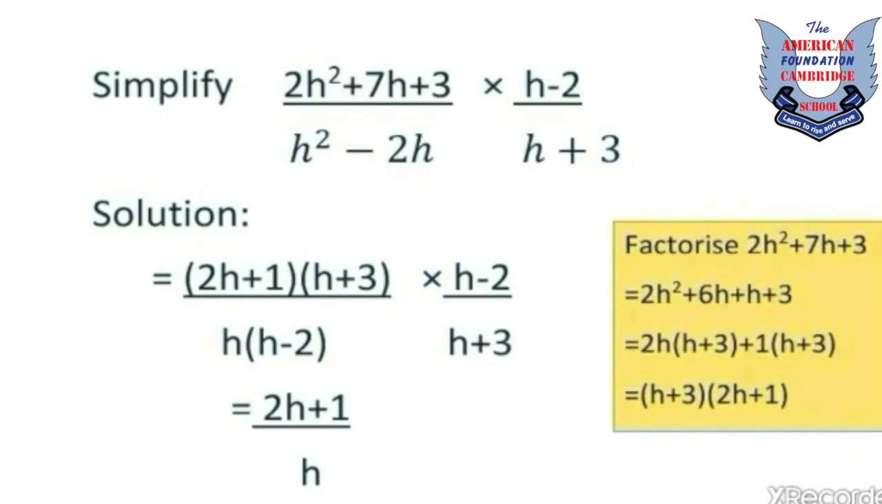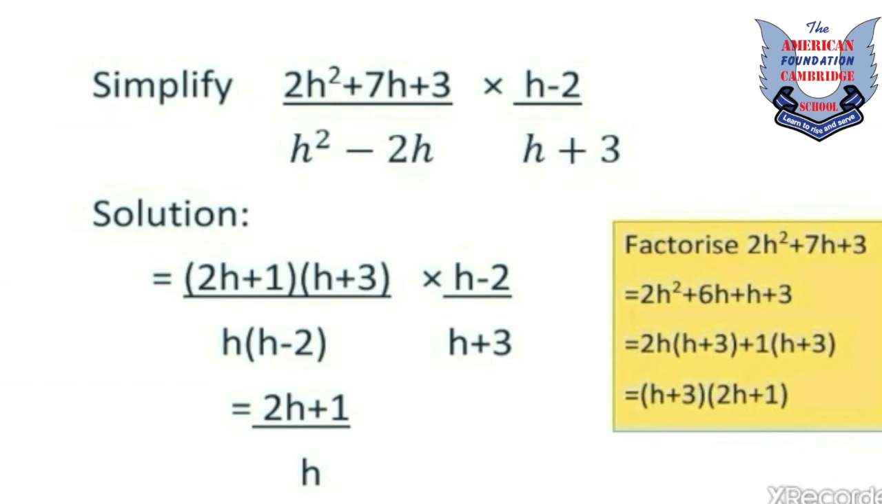Now you will see some examples related to multiplication of algebraic fractions. Consider this example. Simplify (2h² + 7h + 3) upon (h² − 2h) multiplied by (h − 2) upon (h + 3). Here you have to factorize the numerator and the denominator of the first fraction. The numerator 2h² + 7h + 3 can be factorized by breaking its middle term. The result will be (2h + 1) into (h + 3).